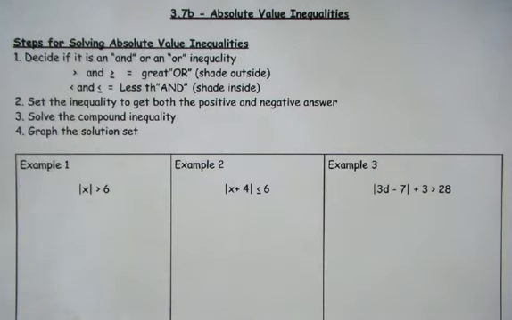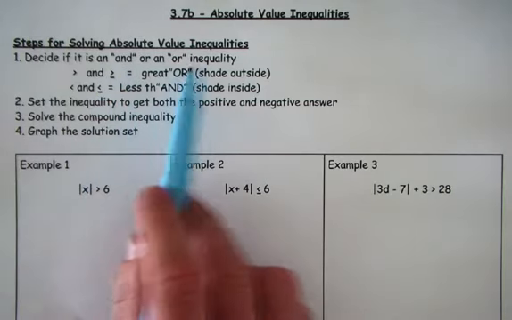We've looked at compound inequalities. And this has set us up to be able to look at absolute value inequalities. Now, these are a little bit tricky, but if you follow the steps, it's pretty straightforward. Okay? So there's 4 steps that we're going to use. The first is to decide if it's an and or an or inequality.